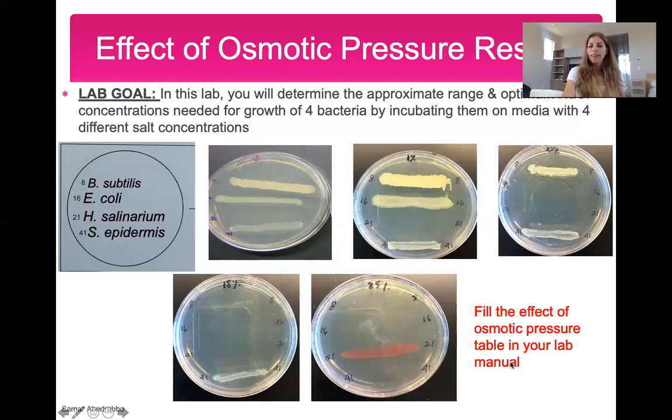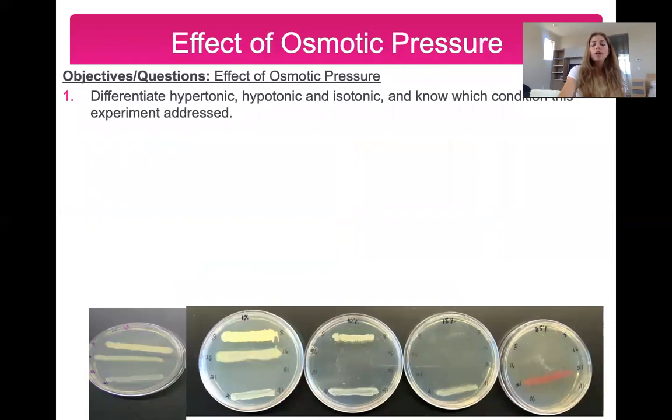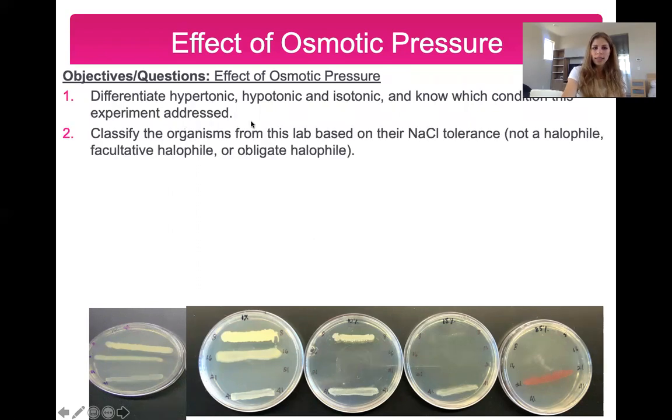So go ahead and fill the effect of osmotic pressure table in your lab manual. And what I want you to get from this lab, so let's go over the questions. I want everyone to know what these terms mean: hypertonic, hypotonic, and isotonic, and know that in this experiment, we were addressing high salt conditions or solutions. So we would call that hypertonic solutions.